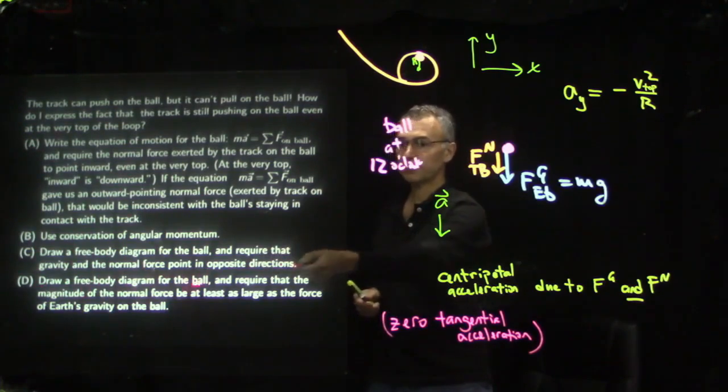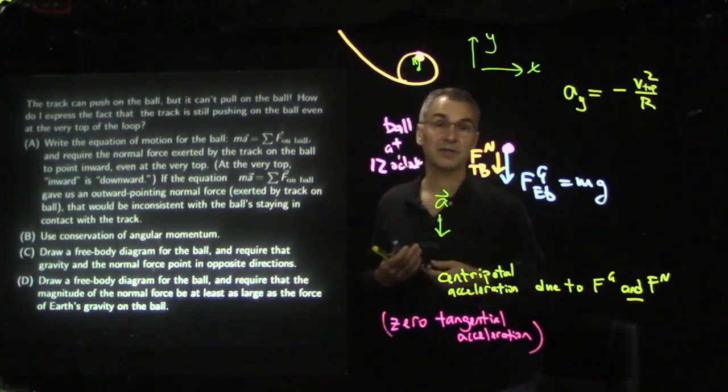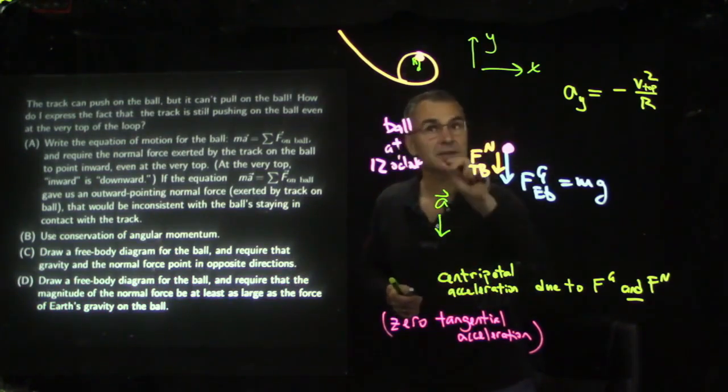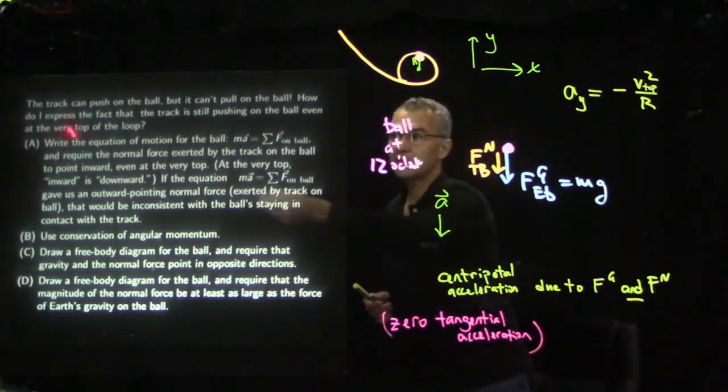Draw a free body diagram for the ball and require that the magnitude of the normal force be at least as large as the force of gravity on the ball. No, I think we want the normal force to point downward. It could be just barely non-zero. It could even be exactly zero, but we need to make sure the normal force does not point up there, because if the normal force pointed up there, that would require the track to pull on the ball, but it only knows how to push on the ball. So I guess the only one that I like here is A.